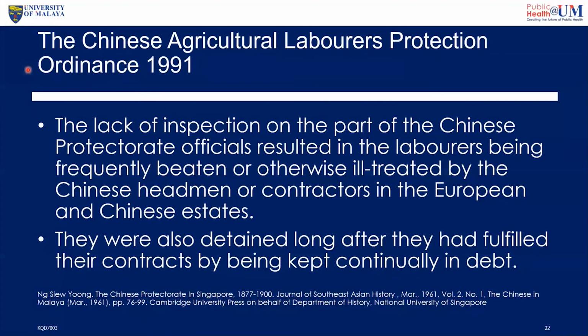All right. So let's look at why some of the acts came into place in Malaysia. The Chinese Agricultural Labourers Protection Ordinance in 1891. There was a lack of inspection on the part of the Chinese Protectorate officials, resulting in the labourers being frequently beaten and otherwise ill-treated by the Chinese headmen and contractors in Europe. Chinese estate labourers were also detained long after they had fulfilled their contract and kept continually in debt. So this is basically what is called forced labor. To reduce forced labor, the Chinese Agricultural Labourers Protection Ordinance came into place.